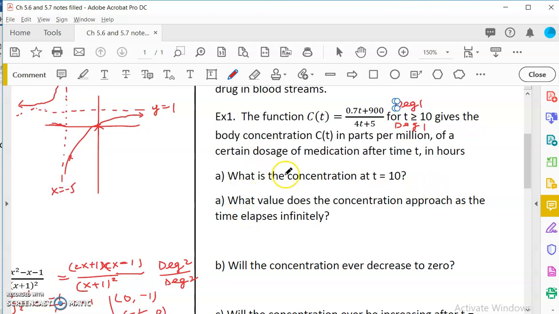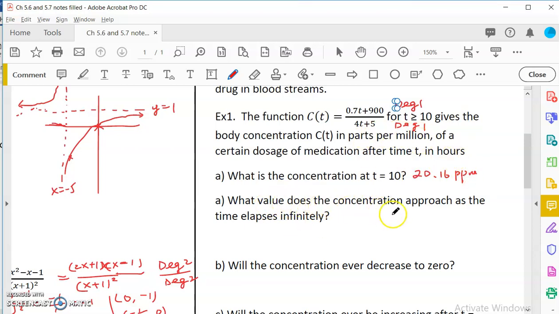So let's say, what is the concentration at t equal to 10, because it's valid for t greater than 10? This is just plugging in, right? So it becomes 7 plus 900, so 907 divided by 4 times 10 plus 5, which is 20.16 ppm. So about 20 parts per million.